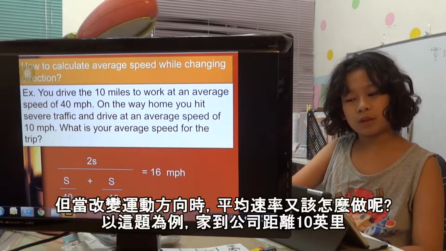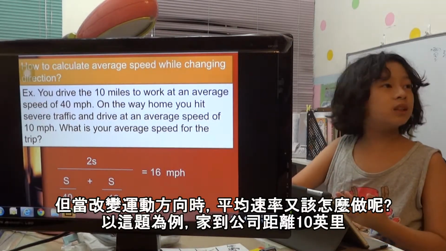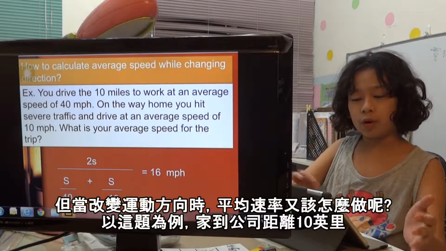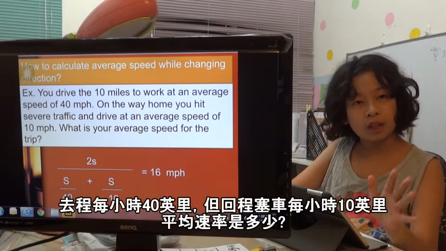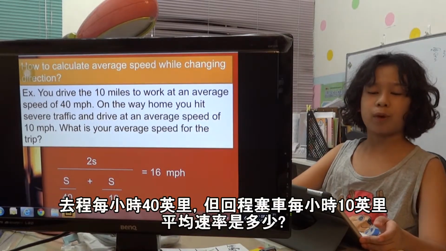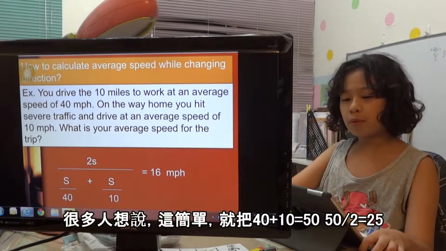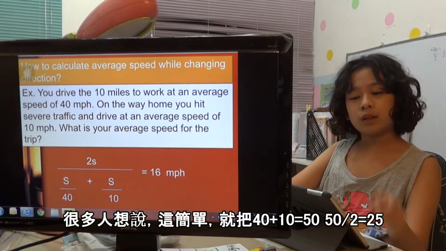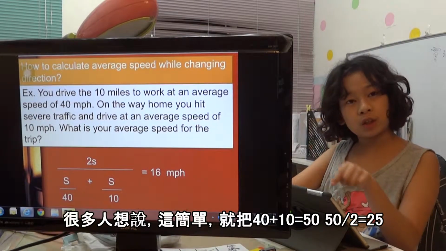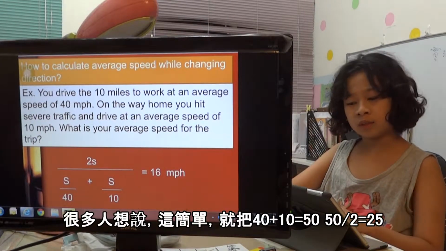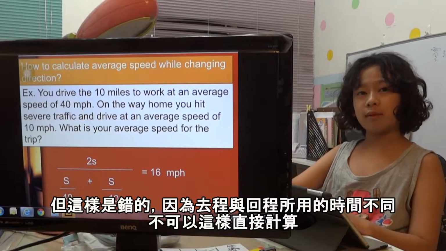So there's a question: average speed while changing directions. First, the distance is 10 miles from your home to work. You drive to work at 40 mph and you drive back at 10 mph. What's the average speed? Some people think it's simple: 40 plus 10 is 50, divided by 2 is equal to 25. But actually it's not the correct answer because the time is different.